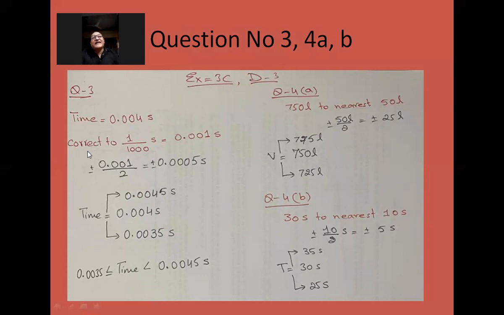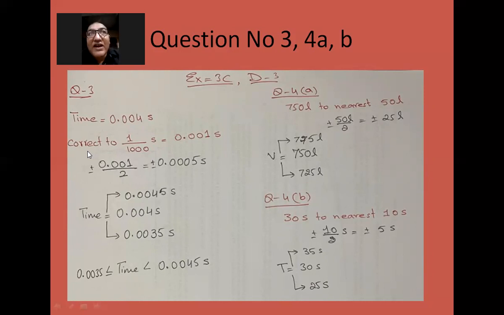1/1000 of a second in decimals will be 0.001 second. So when you divide 0.001 second by 2, you get 0.0005 seconds. With it, you write plus minus. In your main measurement, which is 0.004 second, if you add 0.0005, you get 0.0045 seconds. That's your upper bound. And from the main measurement, which means 0.004 seconds, if you subtract 0.0005, you get 0.0035 seconds. So that's your lower bound.